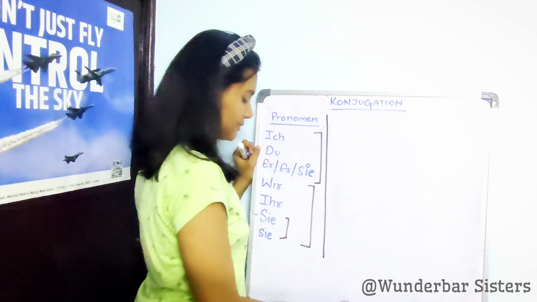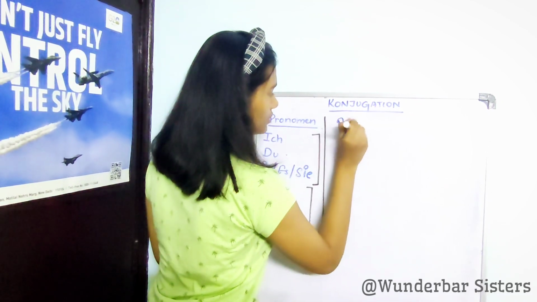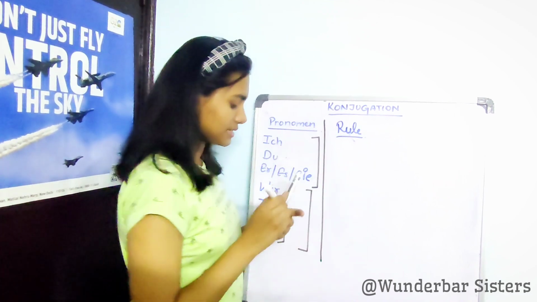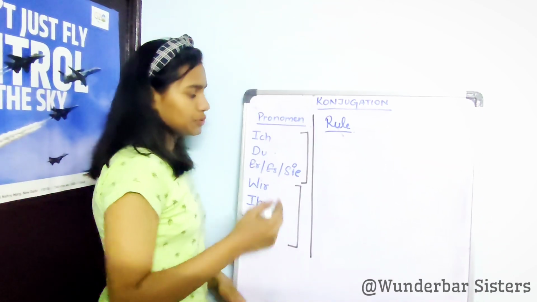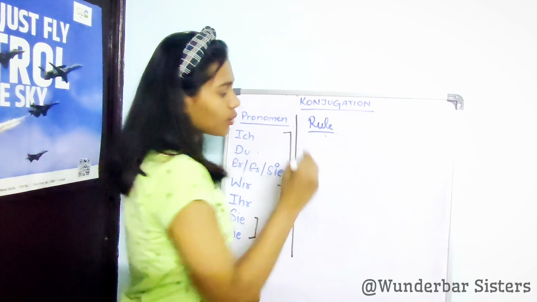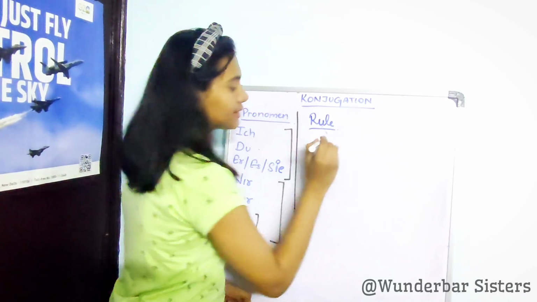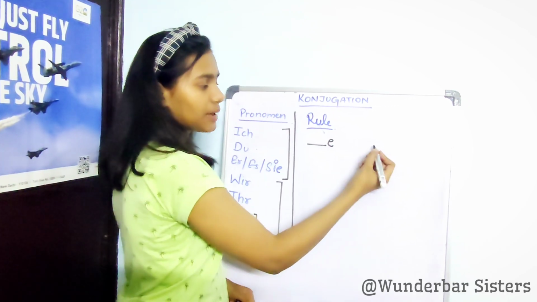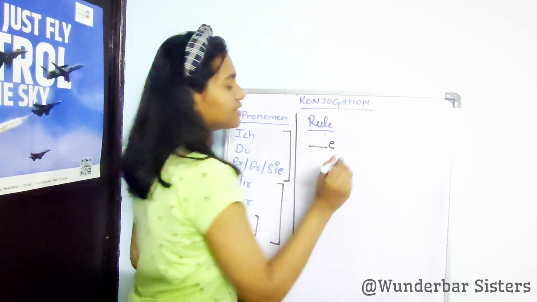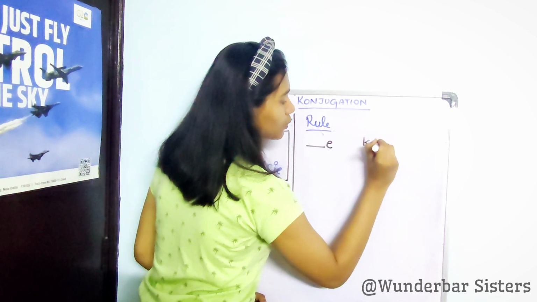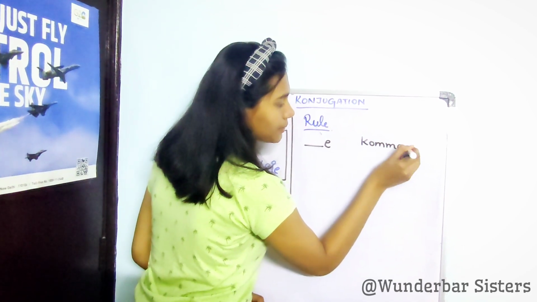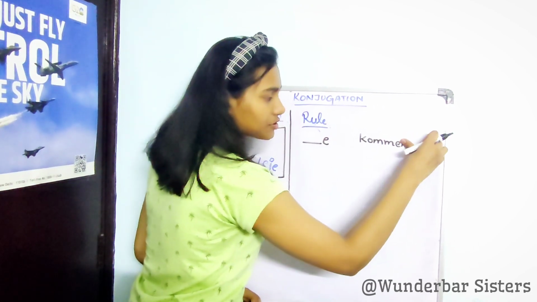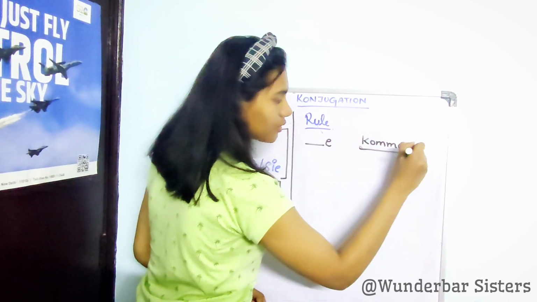So the rule that we have for all these verbs is also quite simple. While using the pronoun ich, we use the verb and it would always end with an E. Like for haben, we had H-A-B and it ended with E. Similarly, if I had to take a verb like kommen, kommen means to come. So when I conjugate with ich, we would remove this N and the verb would be komme.